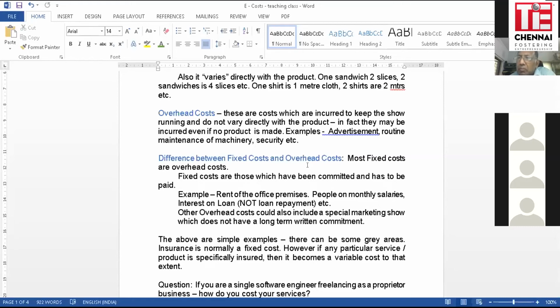Example, simple example. You might have a security guard who sits outside your office. Remember, there is a person who comes inside, he will show a register to you, and you've got to write down your mobile number and where you came from.